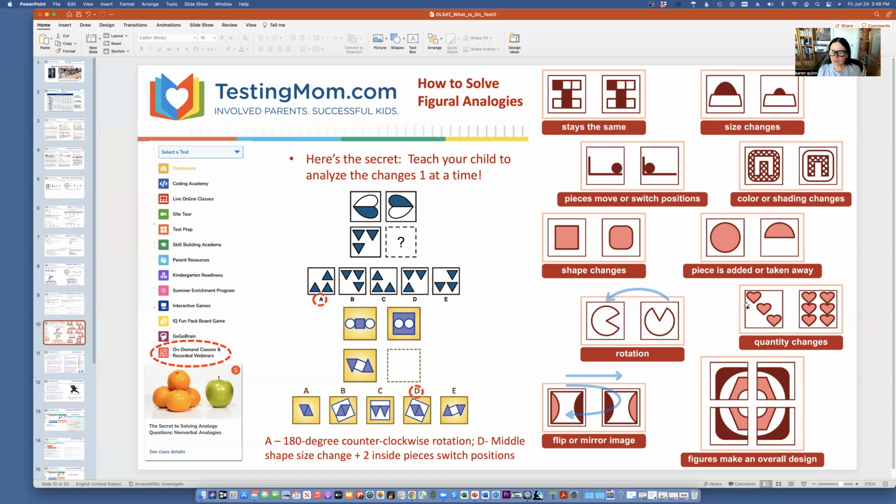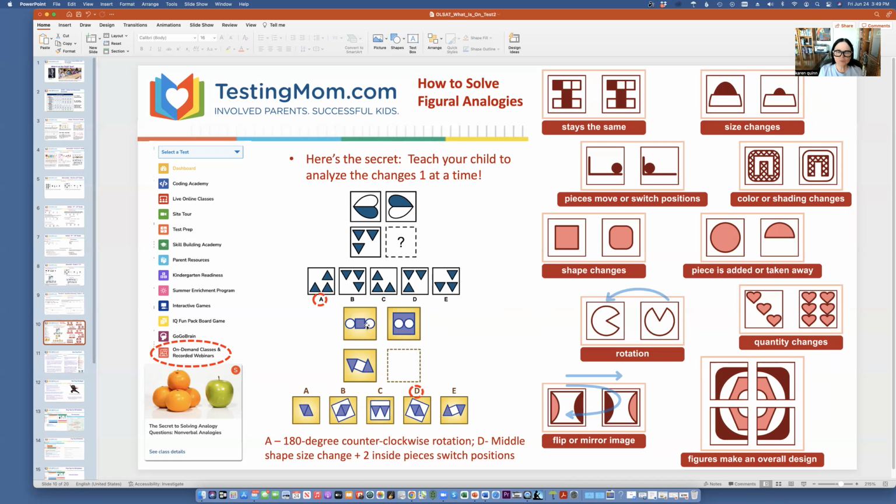So what you want to do is work with questions that are easier, where there's just one change, and teach your child to recognize what is the change that's taking place, because it'll be one of these 10 changes. So for example, this one, which we saw before, is a rotation, a 180-degree rotation. And if you can recognize that rotation and do the same thing down here, you'll know that A is the answer.